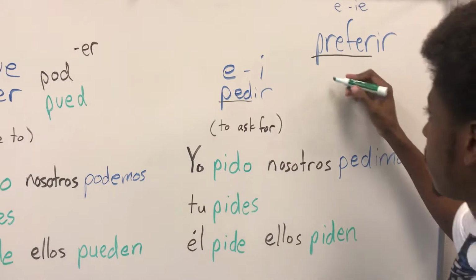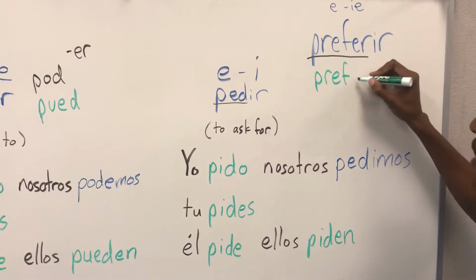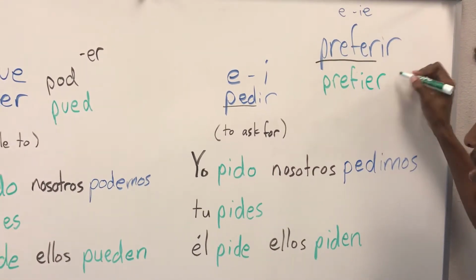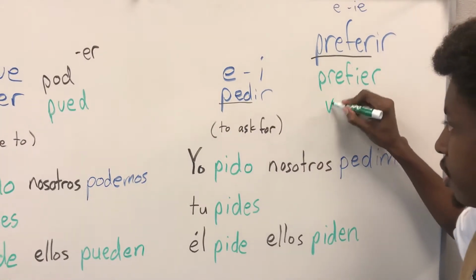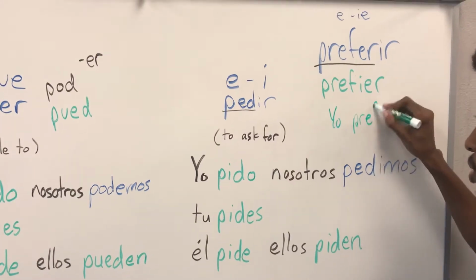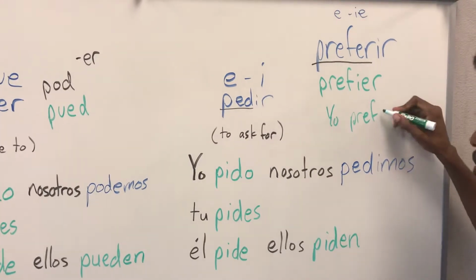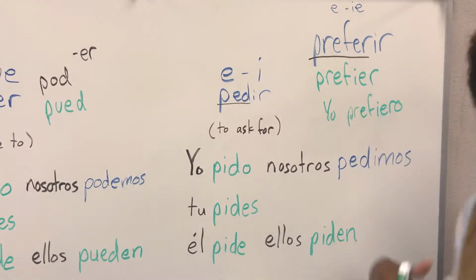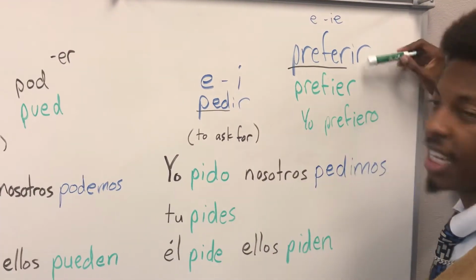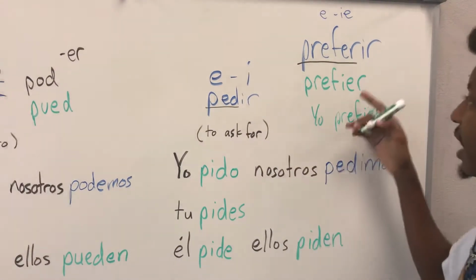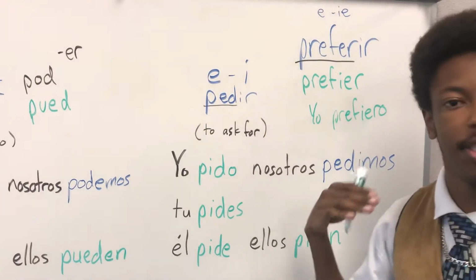So that will be pre, and the E changes to IE. Prefier. And this is an IR ending, so we can go yo prefiero, and then keep going with that. But remember, when you have 2 of them and you have to look at the stem, you can't look at the ending too. So you have to get the stem first, then if you have 2, I would go with the one closest to the end. And that's the one you change. That's how you do stem changers.